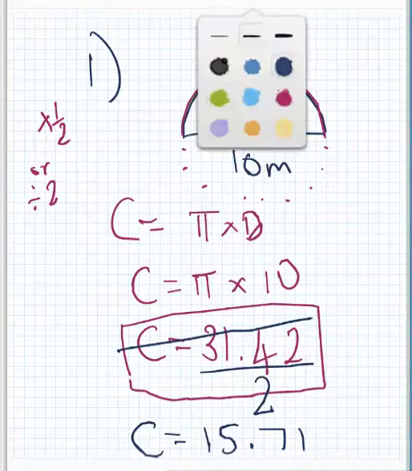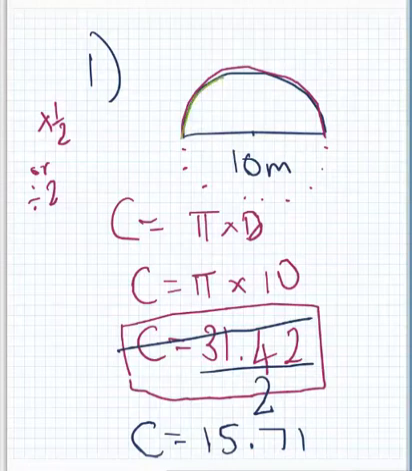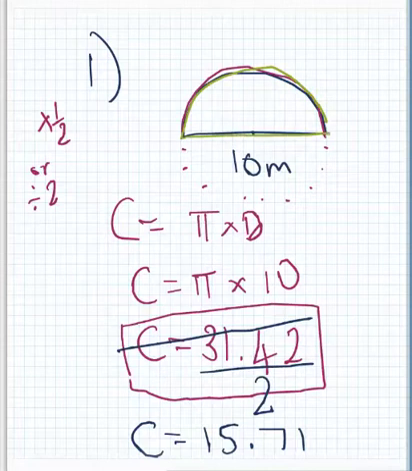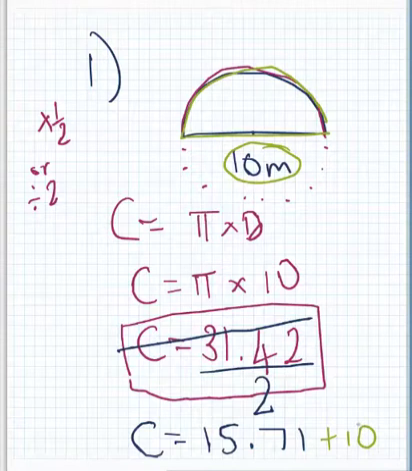But have I found the full perimeter of this shape? No, we found this part here, the curved part. Don't forget to add on this line here. And that line is a length of 10. So all we're going to do now is plus 10 to that. So plus 10.